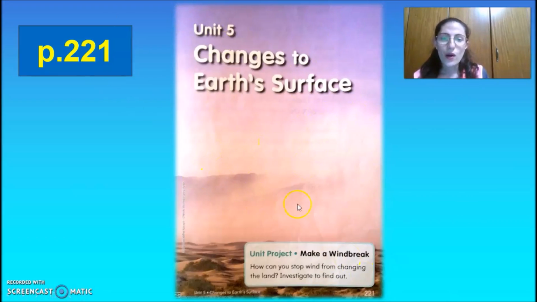So, let's take a minute to observe carefully in this picture. What do we see? Excellent. We can observe that the wind is blowing. What do you guys think? Do you think that the wind can cause changes to Earth's surface? Let's find out.